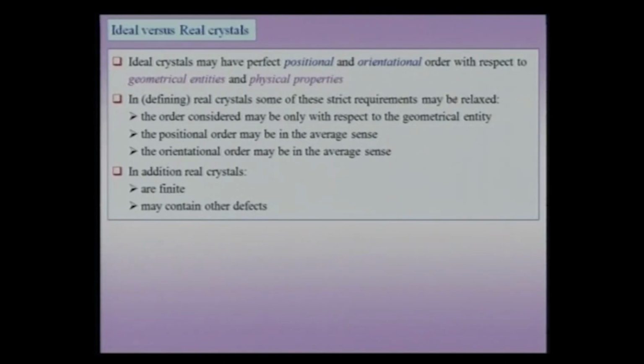So we may relax some of these requirements, and we will do that in the form of a flow chart in the coming slide. We may only consider the symmetry or the order with respect to the geometrical entity, and we will also see later on that the positional order may be only in the average sense, and also the orientational order may be only in the average sense. In addition, we note of course that real crystals are finite and can have other kinds of defects.